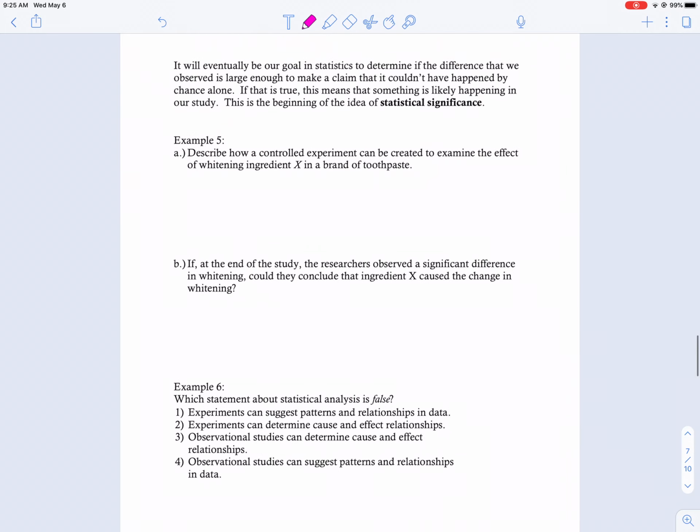Okay. So it will eventually be our goal in stats to determine if the difference that we observed, and this is really nice foreshadowing to what you're going to be seeing, is large enough to make a claim that it couldn't have happened by chance alone. If that is true, this means that something is likely happening in our study. This is the beginning of the idea of statistical significance. That's going to play a really big part later on in stats.